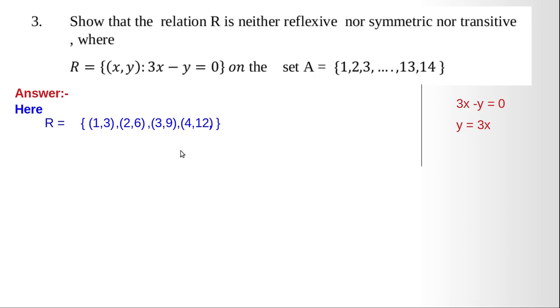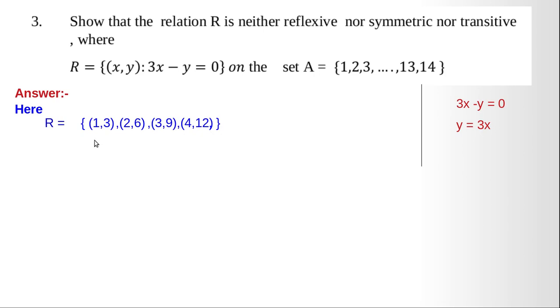Now it is very easy to check its reflexivity, symmetry and transitivity. You can say at a single glance. Is this relation reflexive? No, (1, 1) is not an element of this relation. What about the symmetry? (1, 3) is here, (3, 1) is not here, not symmetric. What about transitivity? (1, 3) is here, (3, 9) is here, (1, 9) is not an element of this relation. Therefore the relation is not transitive.